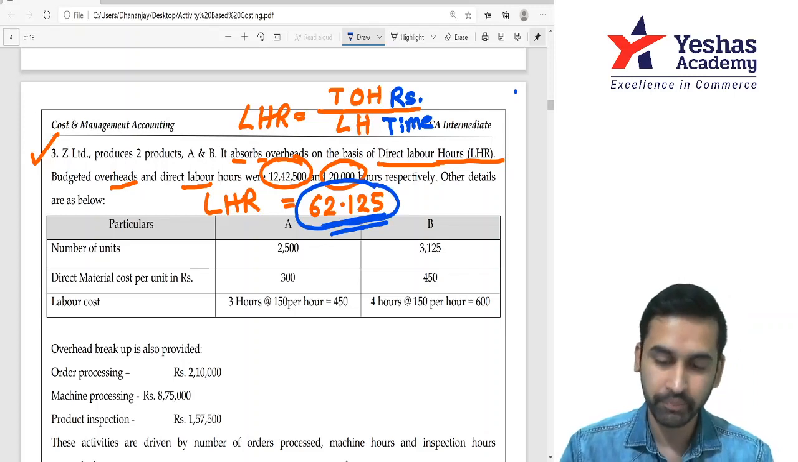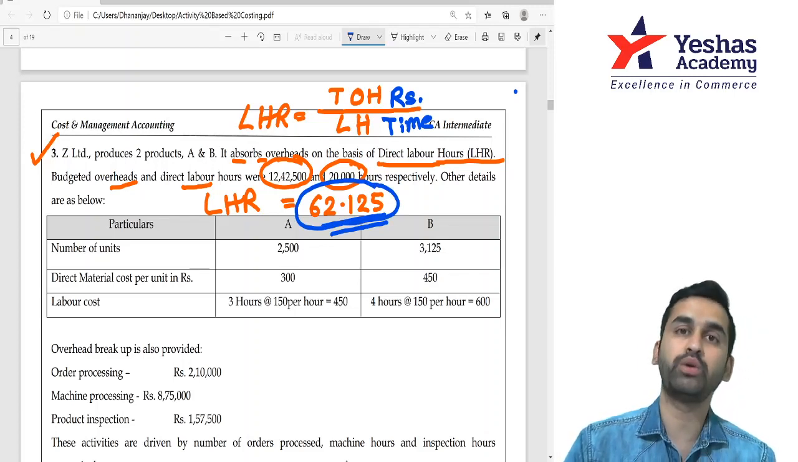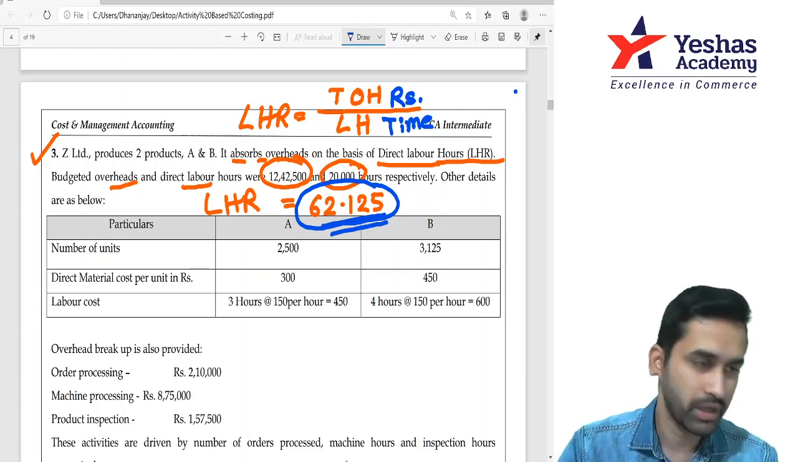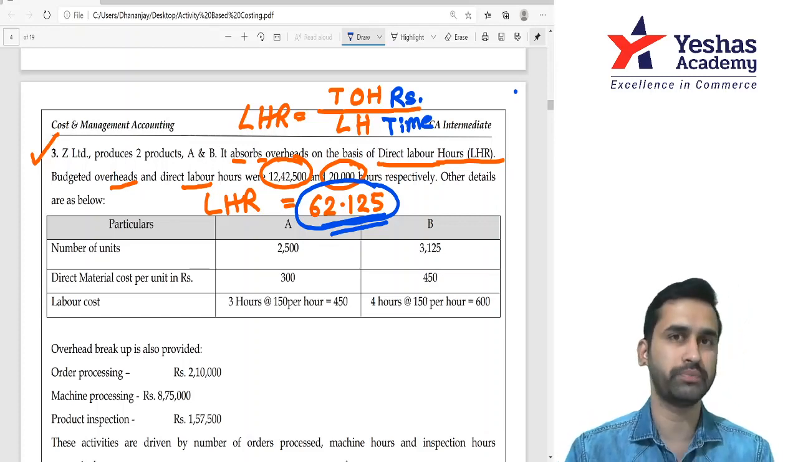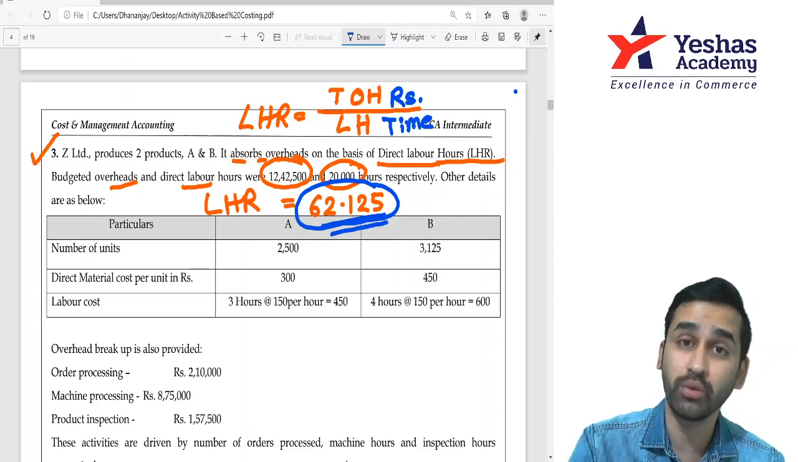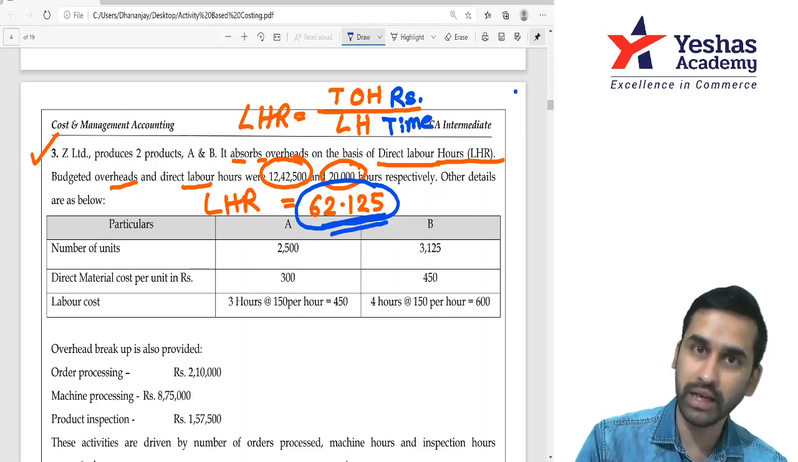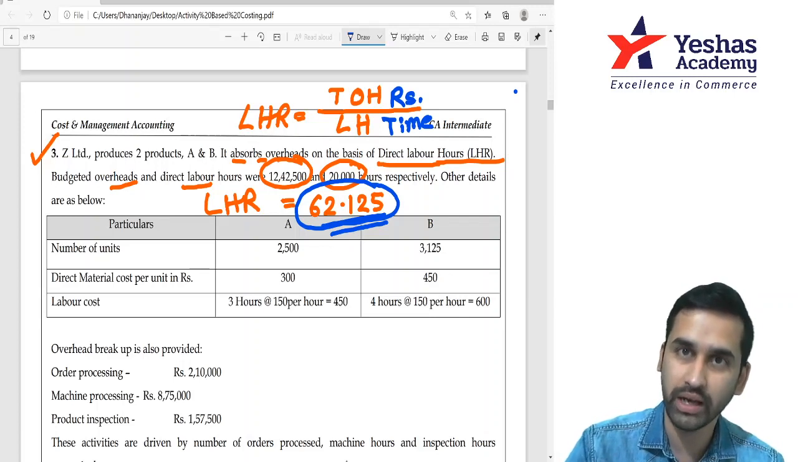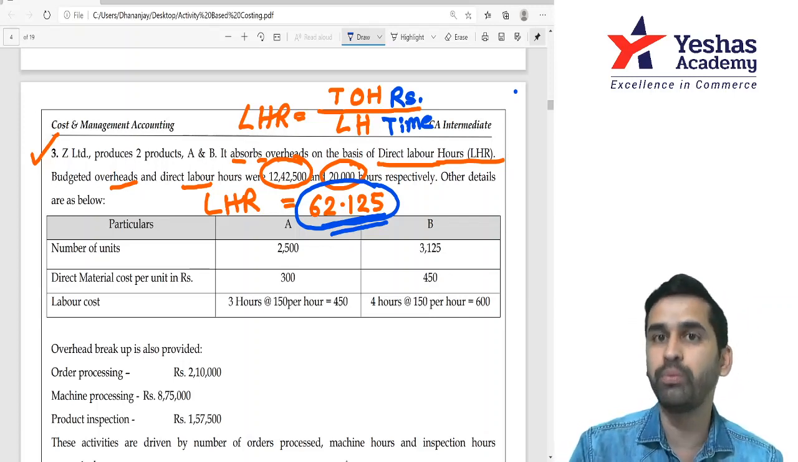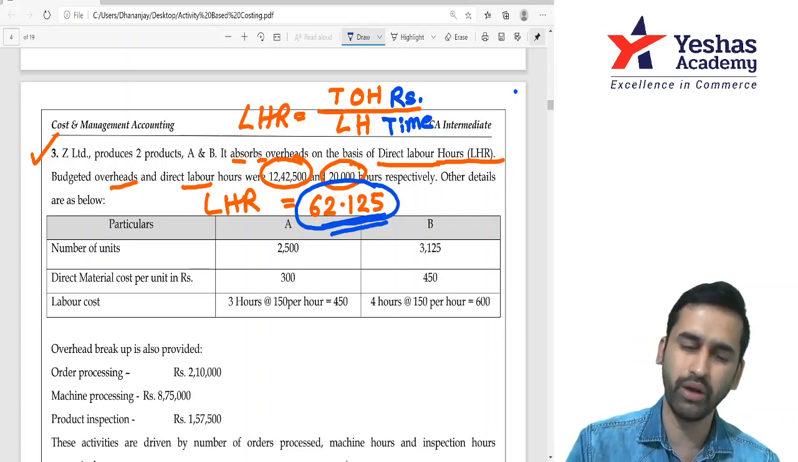I repeat, 62.125 will be overhead cost per labor hour. To put it in simple words, if one labor works for 1 hour, then the overhead cost to the company will be 62.125. That is the meaning of LHR.